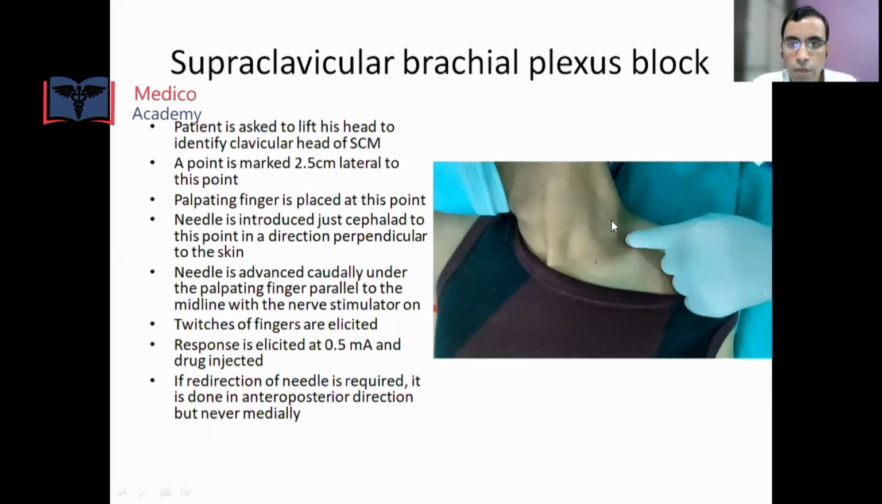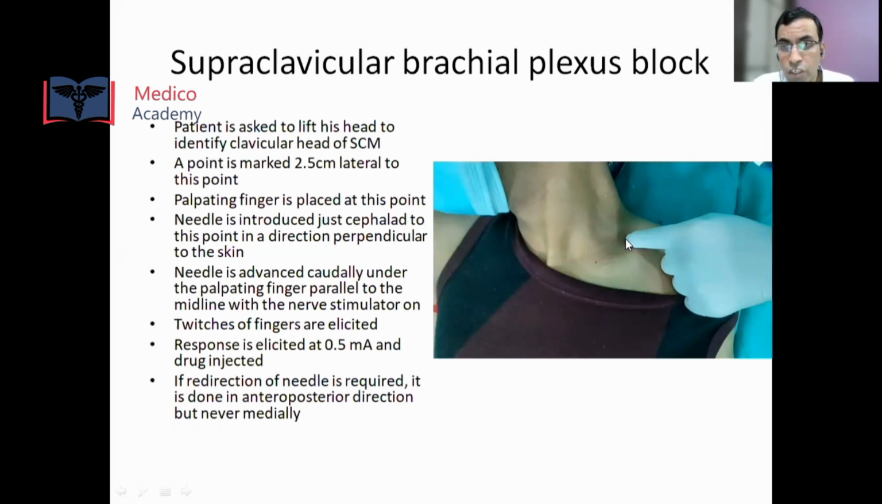Patient is then asked to lift his head to identify clavicular head of sternocleidomastoid muscle. A point is marked that is 2.5 centimeter lateral to this point. A palpating finger is kept at this point. The needle is introduced just superior to this point in a direction perpendicular to the skin. Needle is advanced caudally under the palpating finger parallel to the midline with the nerve stimulator on.